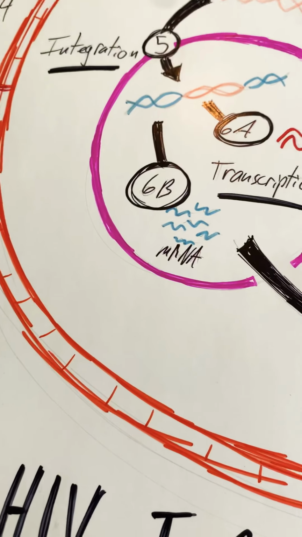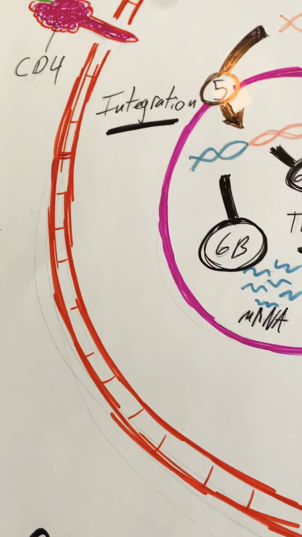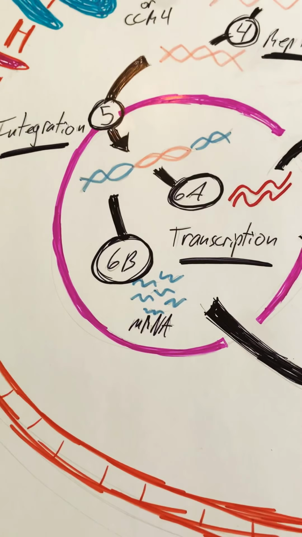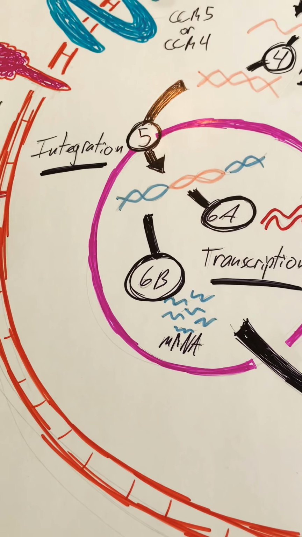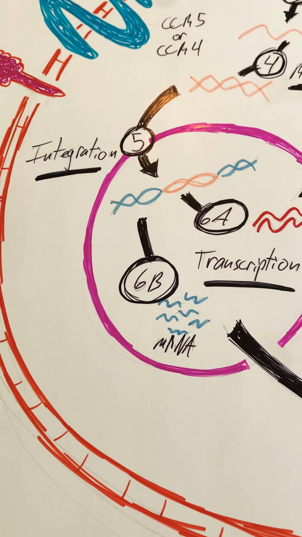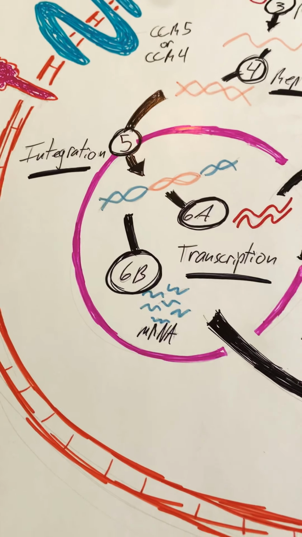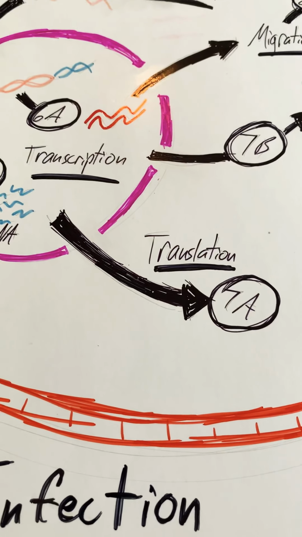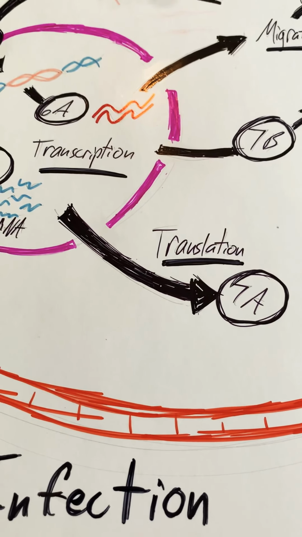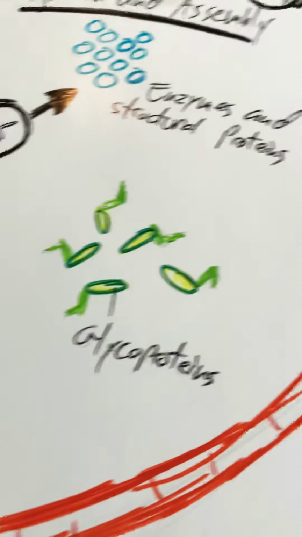So in step 6, transcription. Some of the resulting RNA becomes the genome for daughter HIV virions. The rest of the RNA is messenger RNA that codes for HIV proteins. So in step 7, which is over here, translation, RNA is translated into HIV glycoproteins and HIV enzymes and structural proteins. So these are your glycoproteins, these are enzymes and structural proteins.